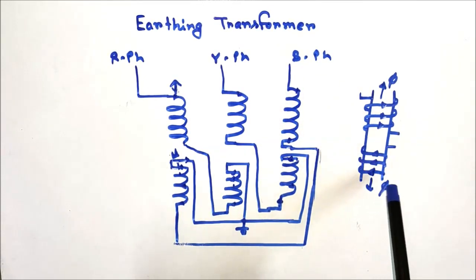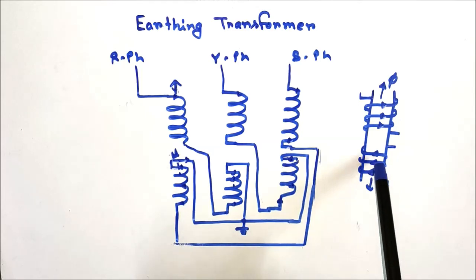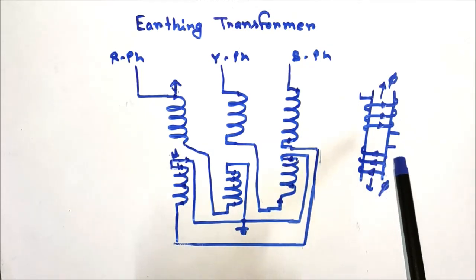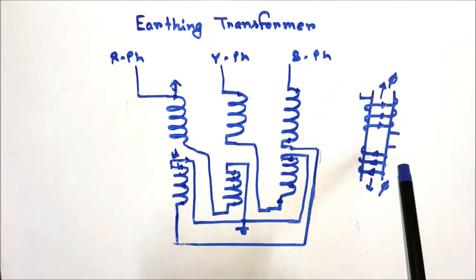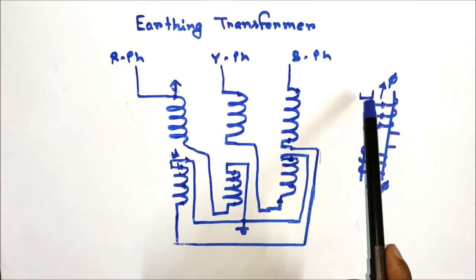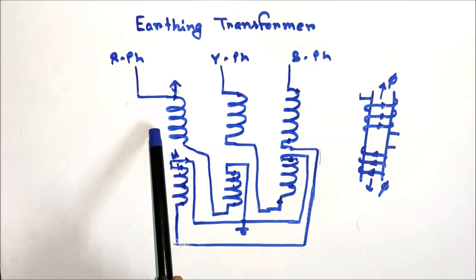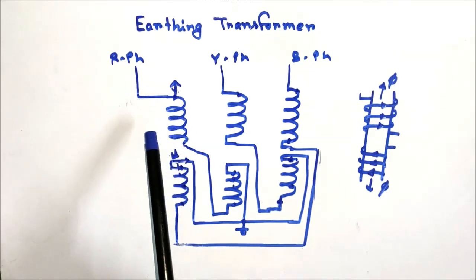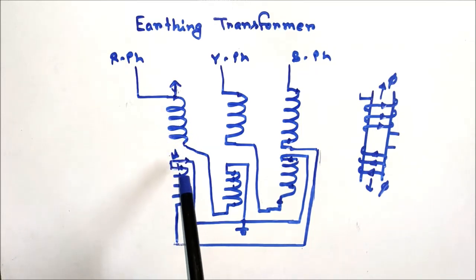Similarly, for the lower portion of the winding, as the current is flowing from right to left direction, the generated flux will be in the downward direction. So the net flux in the core will not be zero, as this is the red phase current and this is the blue phase current. So there will be a time difference between the red phase current and the blue phase current.